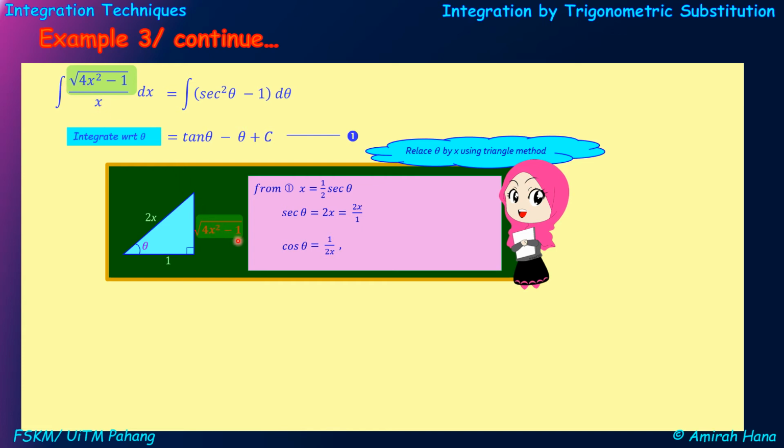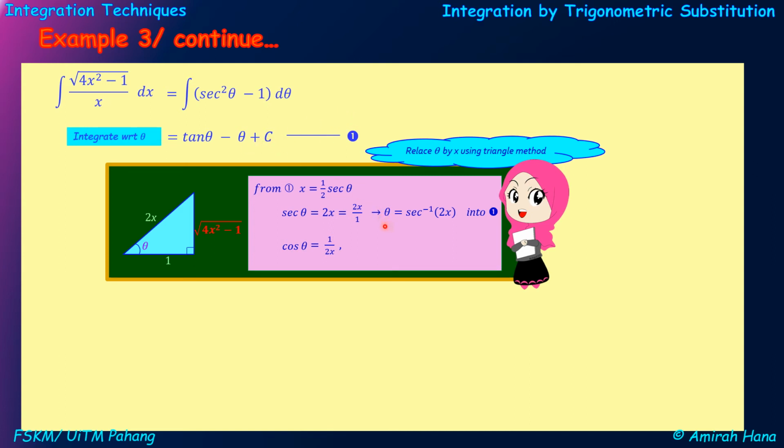So it means that our substitution from step 1, x equals half sec theta, is correct. That's how we check whether we chose the correct formula for step 1, because step 1 is very important. Right, after that, now our goal is to replace tangent theta and theta in equation 1. So we need to find theta.